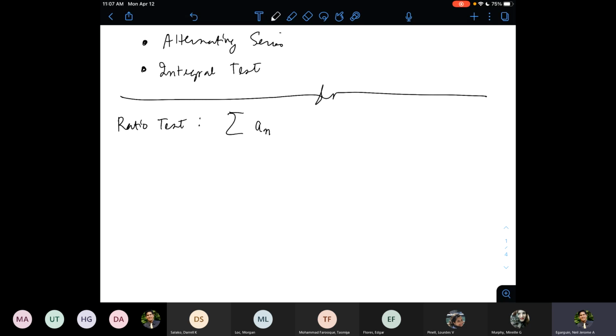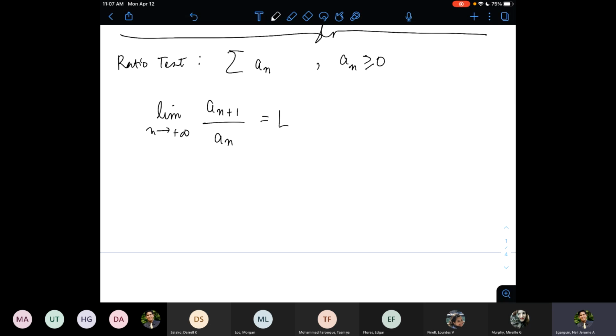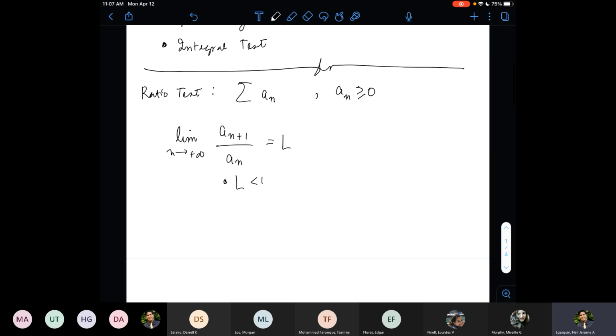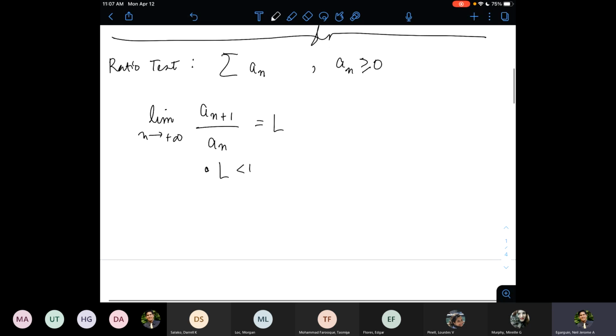So I guess in the textbook, they assume that you start with a summation of a sub n, where a sub n is not negative. So the assumption here is a sub n is greater than or equal to 0. And then you can apply the ratio test, which tells us to take the limit of a sub n plus 1 all over a sub n as n approaches infinity, and take a look at this limit. So let's call the limit equal to capital L. All right.